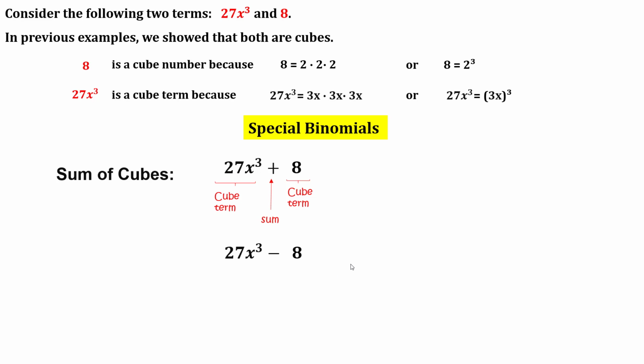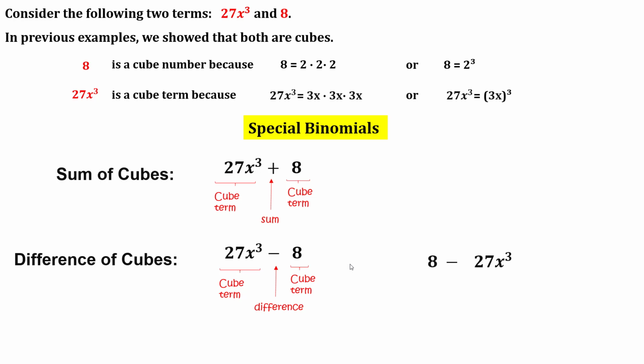You can write 27x cubed minus 8. 27x cubed is a cube term. 8 is a cube term. You're finding their difference. So 27x cubed minus 8 is a difference of cubes. Now, because subtraction is not commutative, you can actually use these two terms to produce a different binomial. You can write 8 minus 27x cubed. So you have 8 is a cube term, 27x cubed is a cube term, and you're finding their difference. So both of these would be examples of difference of cubes.